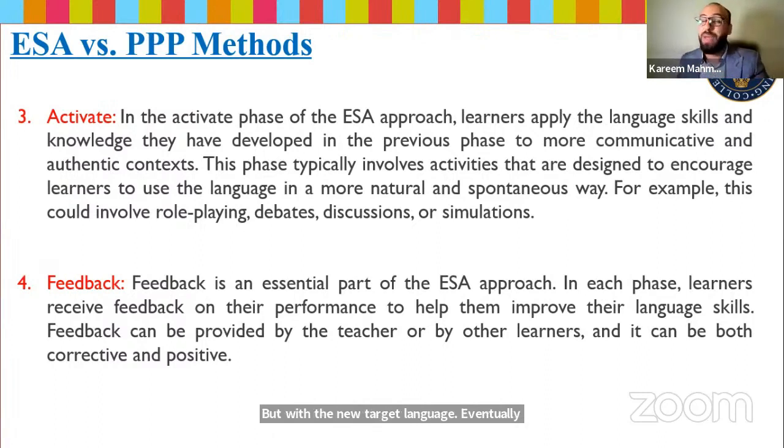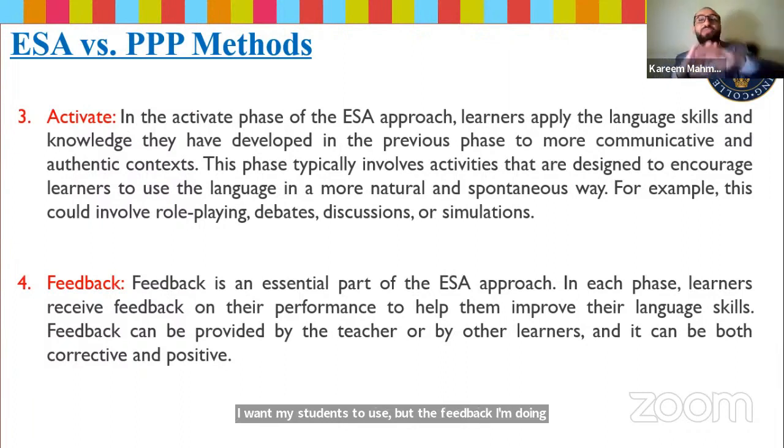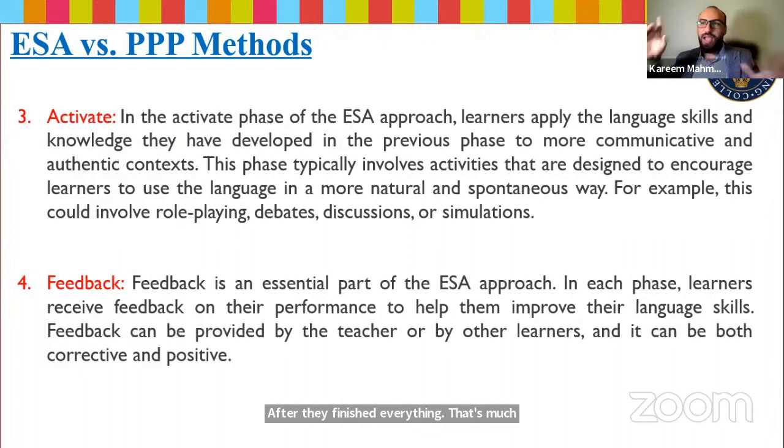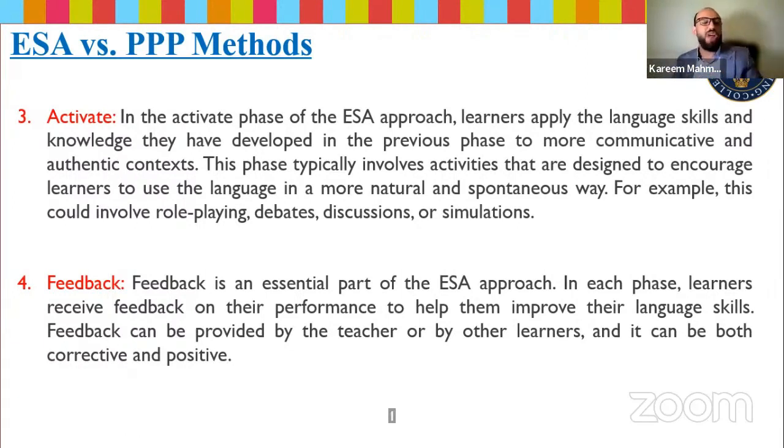Eventually I give them the feedback, and this feedback is really important. Why is that? I did two feedbacks here. One feedback during the study, when I was highlighting and commenting on the content and on the language they use. Why did I do this feedback? So that I can introduce the target language I want my students to use. But the feedback I'm doing at the end, after they finished everything, is much wider than the first one. I can comment on the errors, on the use of grammar, on the content, and I can do the delayed error correction.